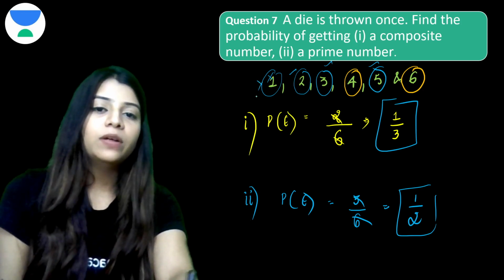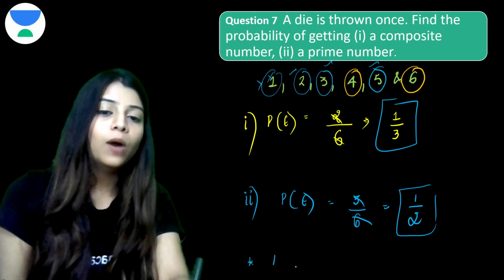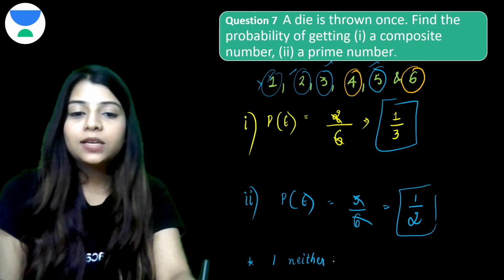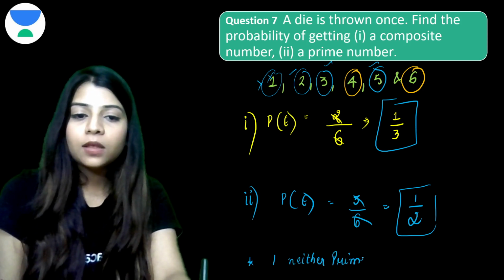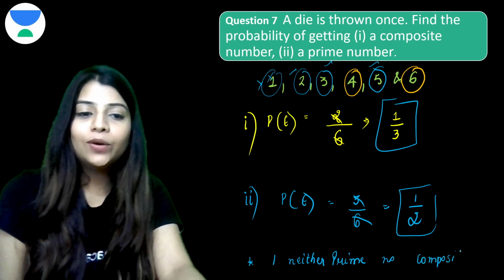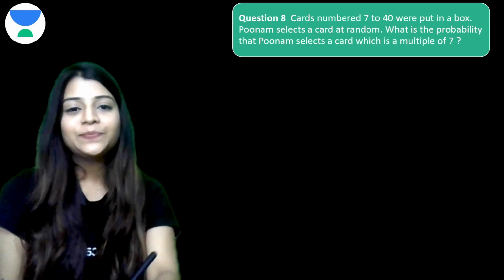And please make a note of this: 1 is neither prime nor composite. So please do not include it in either primes or composites, right?